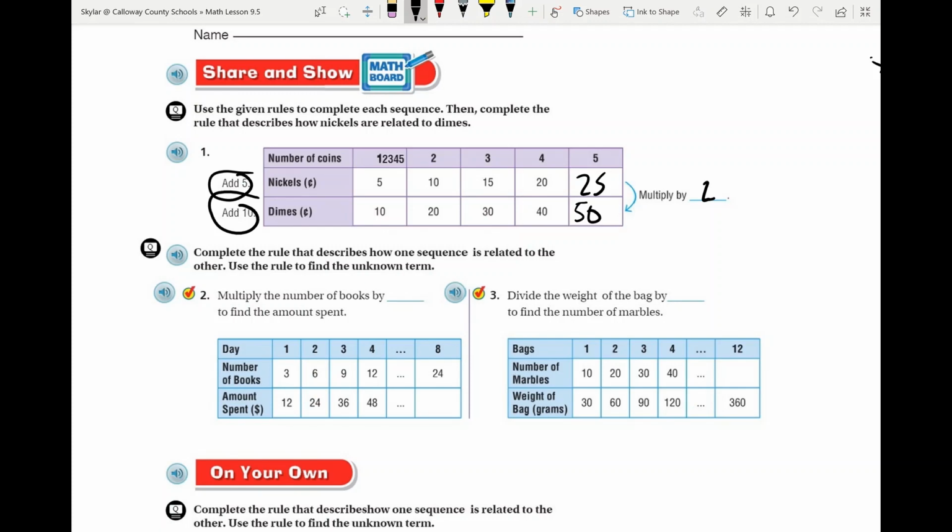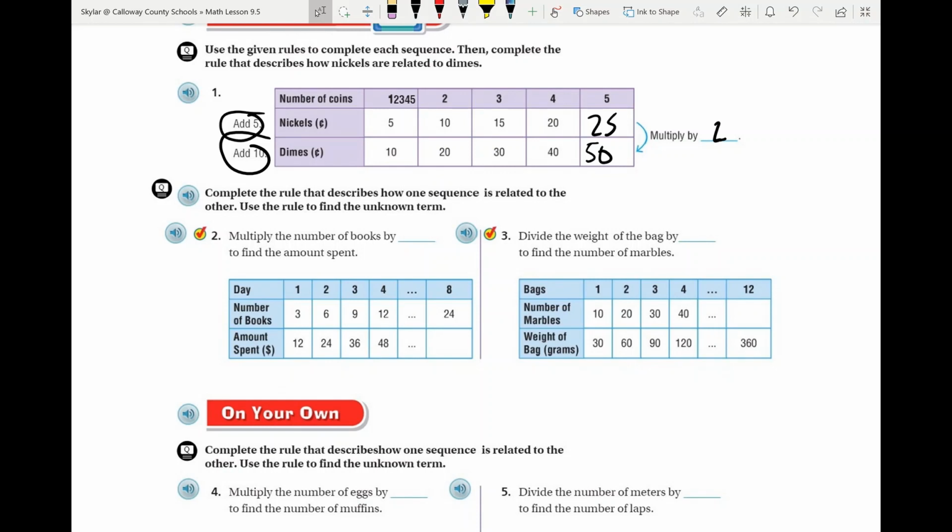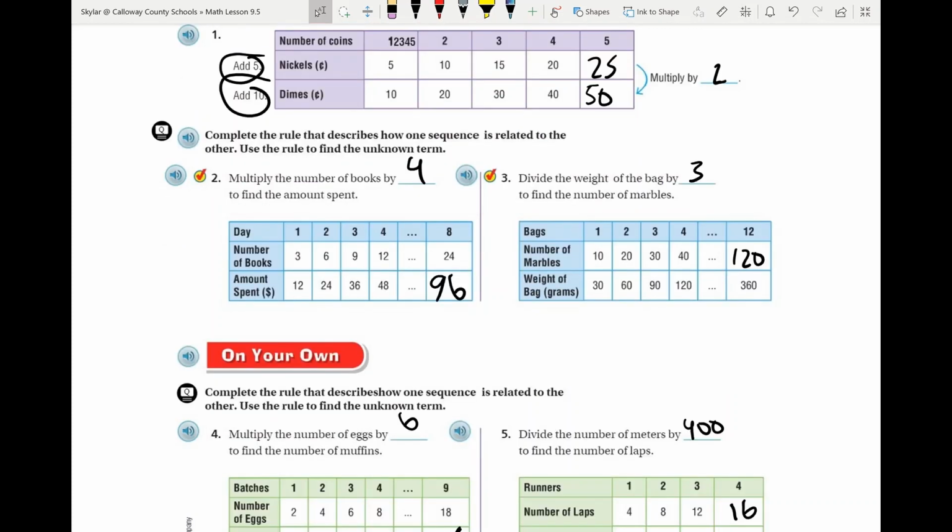So go through each of these other ones and figure out what your rule is going to be, as well as your missing numbers, those blanks. Go ahead and pause the video. Welcome back, gang. Let's see how you did.